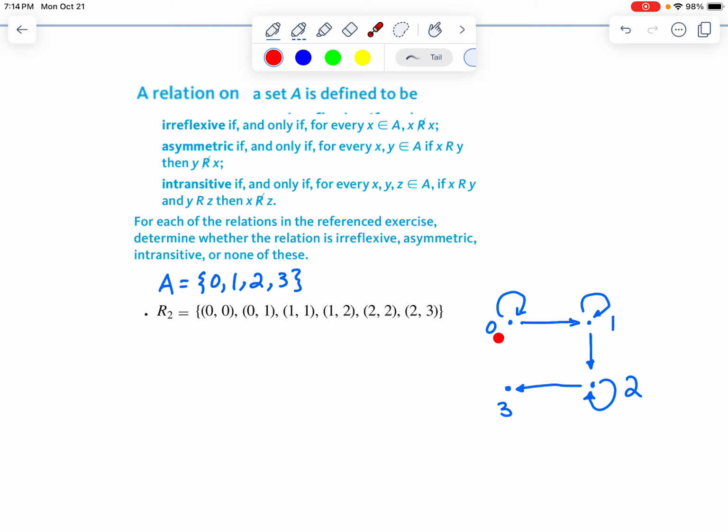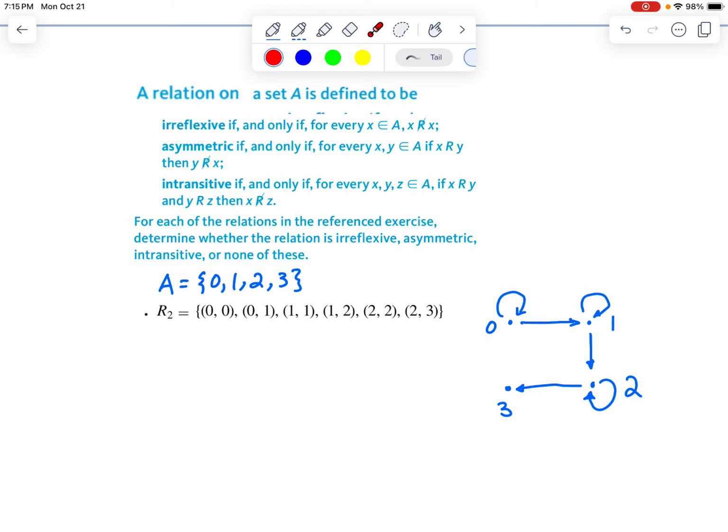For point 0, 0 is related to 0, so we draw this loop, right? And then 0 is related to 1, so an arrow pointing from 0 to 1. 1 is related to 1, so we draw this little circle. 1 is related to 2, so an arrow pointing from 1 to 2. 2 is related to 2, so this is the arrow from 2 to 2, and 2 to 3, right? Arrow from 2 to 3.